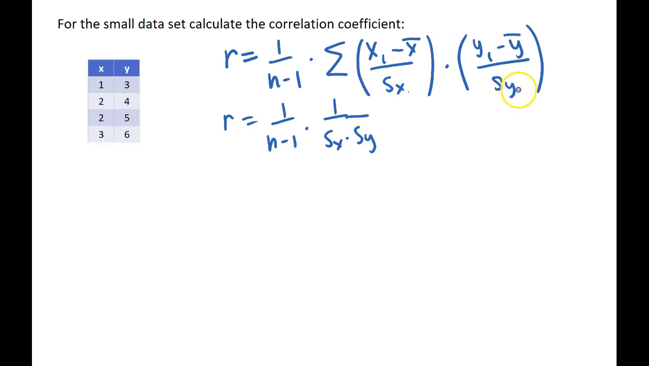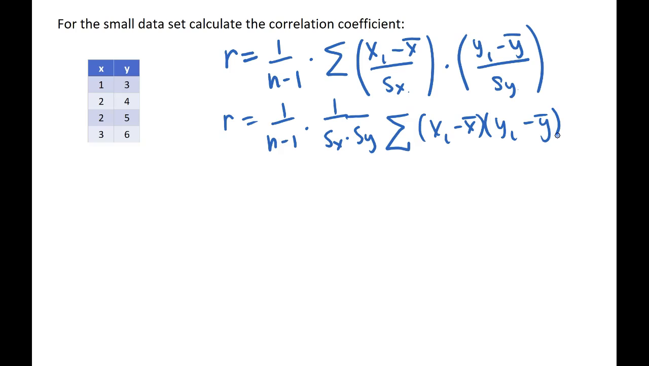Because these aren't associated with the index, we can actually just pull them out. So the summation of xi minus x bar times yi minus y bar. So this is an equivalent statement. It's just going to be a little bit easier to calculate.